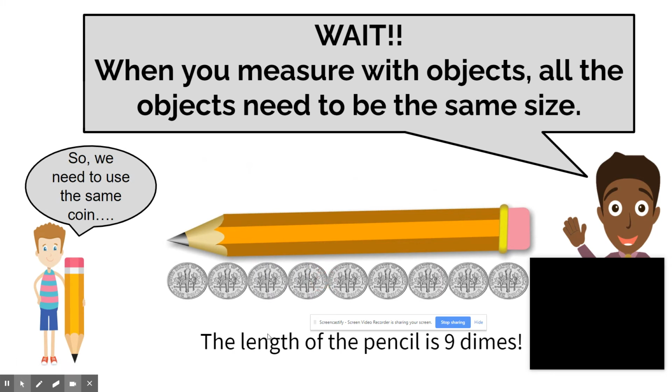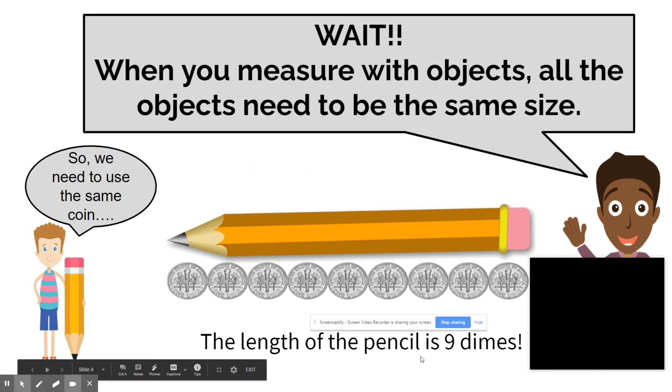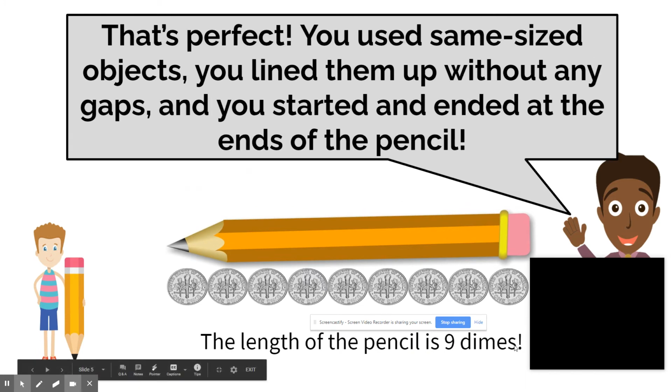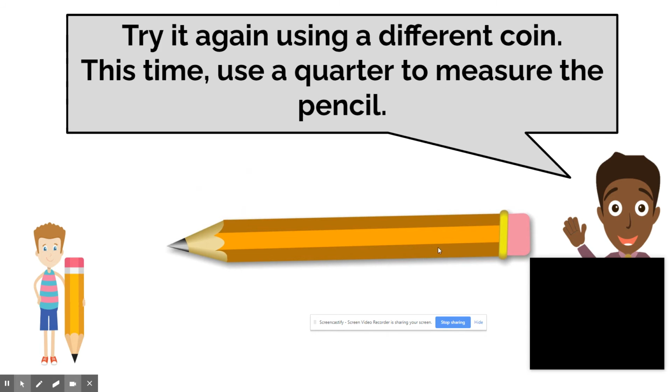So we're going to use dimes, and we see that we have 9 dimes. This pencil is 9 dimes long. Again, it's labeled, very important. So same size objects, line them up, no gaps, end to end to end to end, and make sure you're starting and ending at the ends of the pencil or whatever it is that you're measuring.